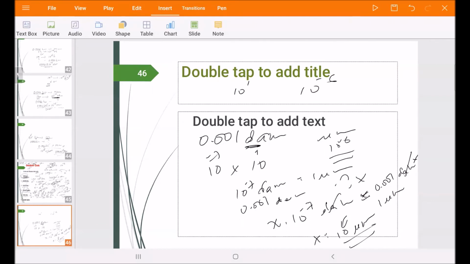Now you have to equate them. So what should I do to equate these two equations? You can either do it by multiplying one side by 10 to the power of minus 7, or the other side by 10 to the power of 7.